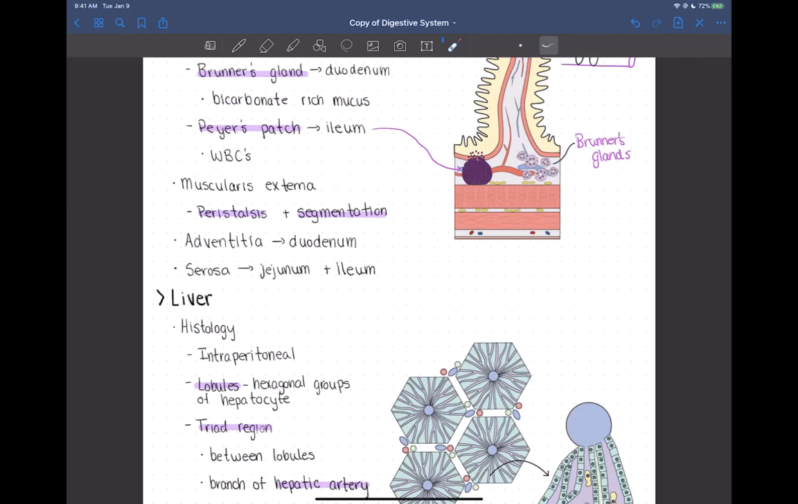Okay, and so then we're going to have with the small intestine a mix of adventitia and serosa. The duodenum is retroperitoneal, so it would have adventitia. And then the rest of the small intestine, the jejunum and the ileum, are going to be intraperitoneal, so they're going to have serosa.